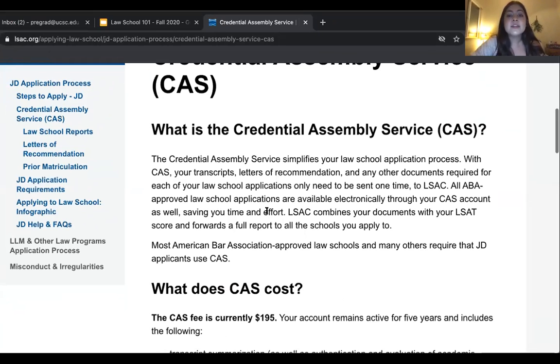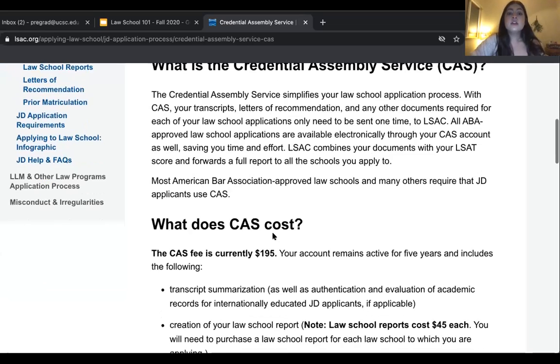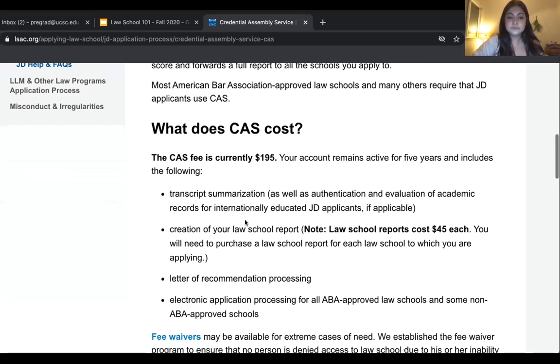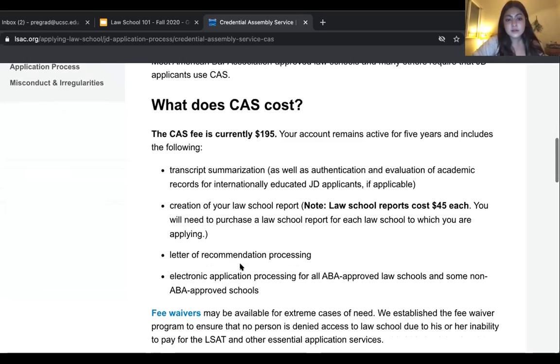All ABA approved law school applications are available electronically through your CAS account, saving you time and effort. It combines your documents with your LSAT score and forwards a full report to all the schools you apply to. There is a cost. The fee for your account is $195 and it remains active for 5 years. It includes your transcripts, your law school report, letters of rec, and electronic application processing for all ABA approved law schools and some non-ABA approved law schools.